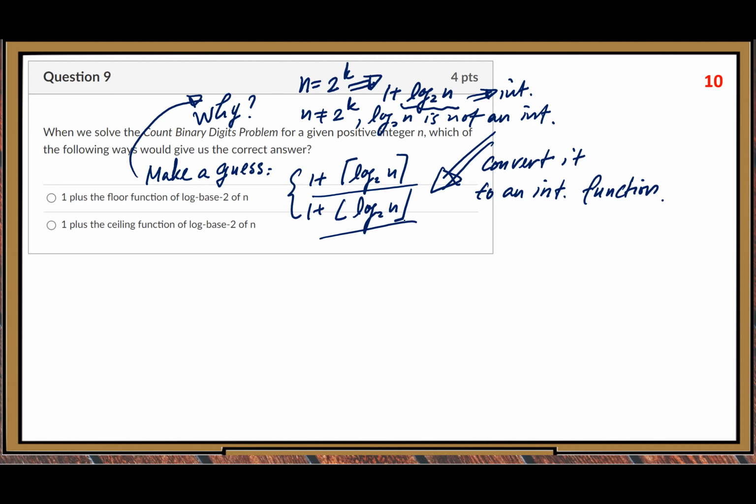But which one is correct, right? So we need to check it. When we check, we take n equals 3. We plug in and we can see, yeah, the floor function version is correct. The ceiling function way is incorrect. Okay, yeah. So this is the background in our notes for question number 9.